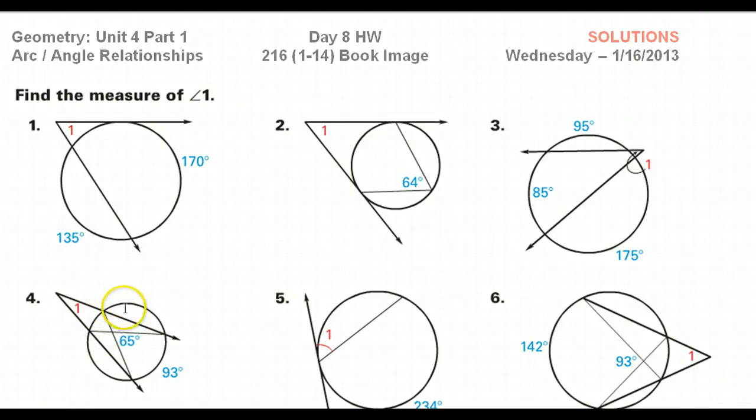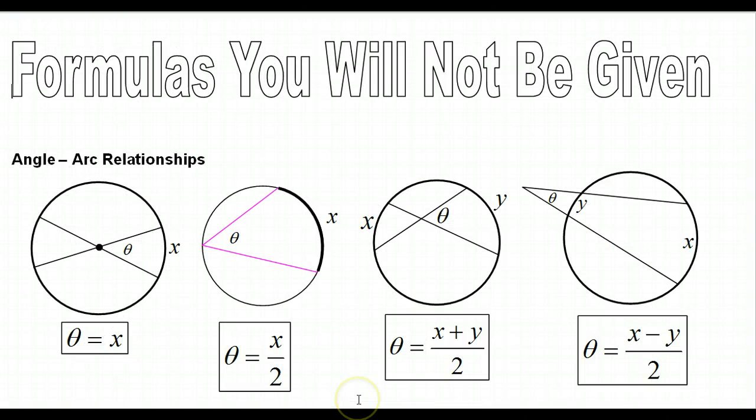This is day 8. Today we will continue our discussion of the relationships between arcs and the angles that intercept them. There are 4 relationships that we've learned at this point, and really this is all of them. You need to memorize these formulas because you will not be given these formulas.